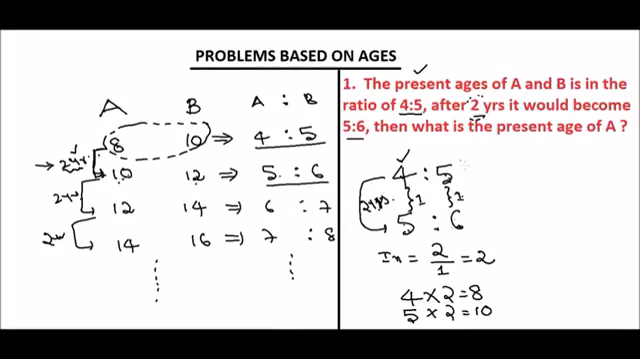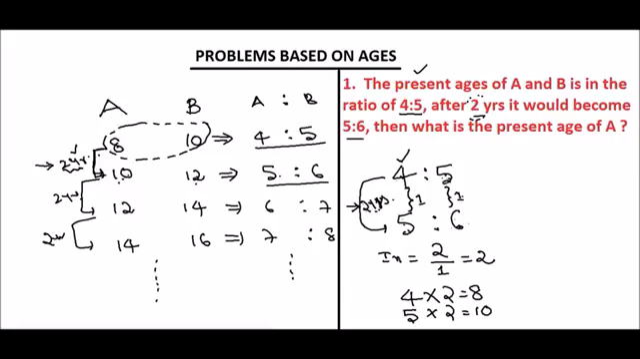Got the clarity, right? How the shortcut is being used here. First, the ratio is 4:5. After 2 years, in a span of 2 years, it has become 5:6. First, keep the span, the gap, separately. Then 4 and 5, difference is 1. 5 and 6, difference is 1. Then this 2 divided by 1 will become the interval for our shortcut. That is 2. Now 4 into 2, 8 years. 5 into 2, 10 years. Hope you must have got this, right?